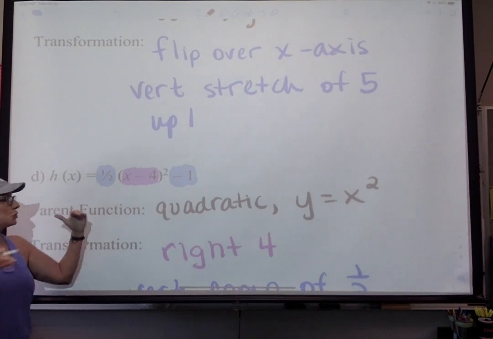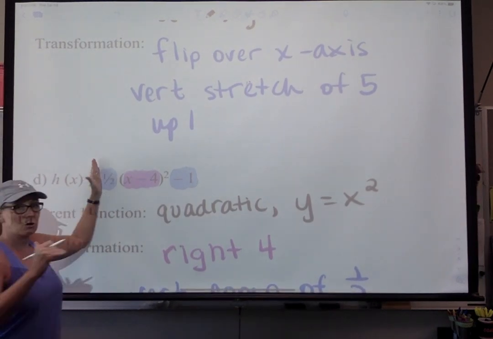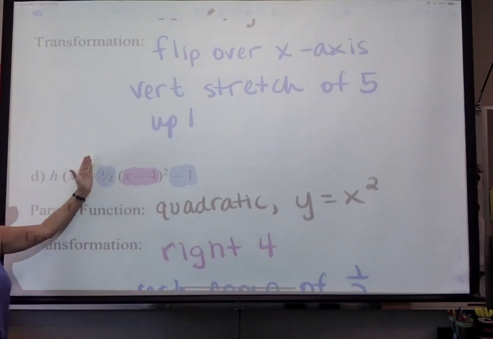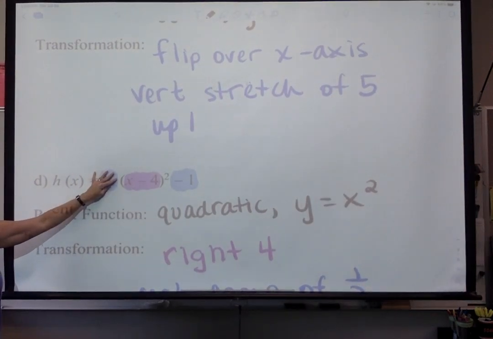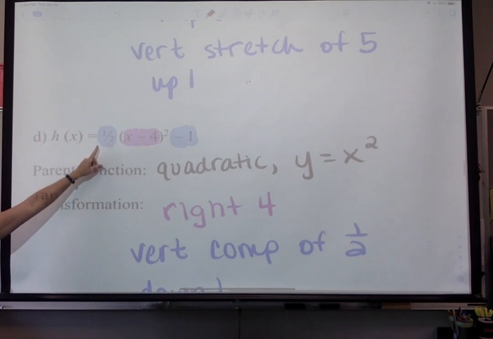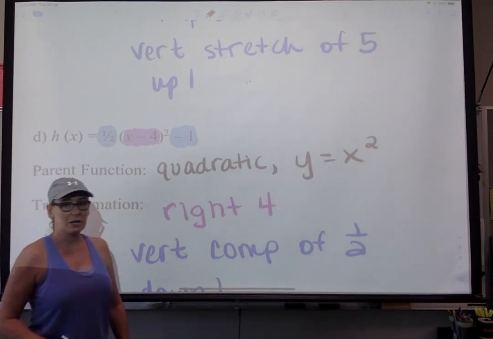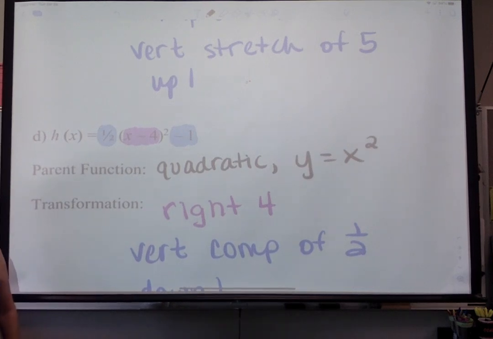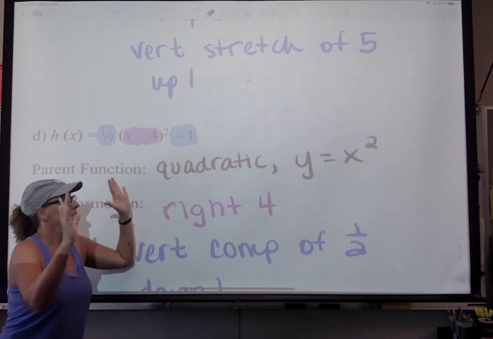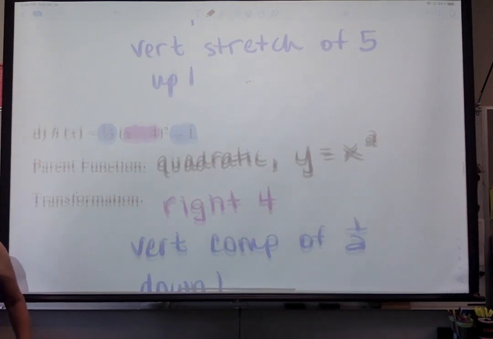When you go to switch to blue, we're going to start at the beginning and work our way right. What's the first thing you see? You see a half. The 1/2 is a coefficient. It means I've got a vertical compression of 1/2. Keep moving through until you see something else blue. Down 1.